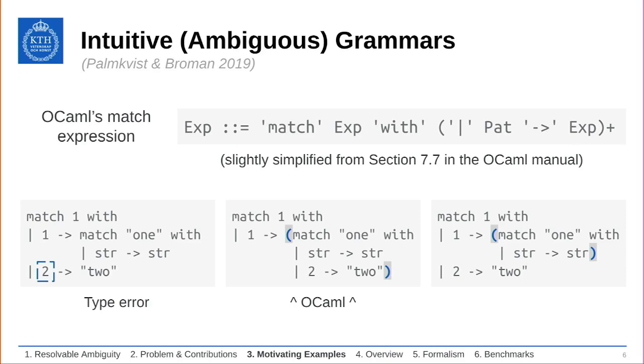The way we fix this error is by adding parentheses around the inner match. But this is a bit weird. We're adding parentheses to fix a type error, but adding parentheses does not change the type of anything. With resolvable ambiguity, we can instead see this as an ambiguity error. We can use the intuitive grammar directly, see this as an ambiguity, and ask the programmer to rewrite their program into the middle or the right version, depending on what they intend.